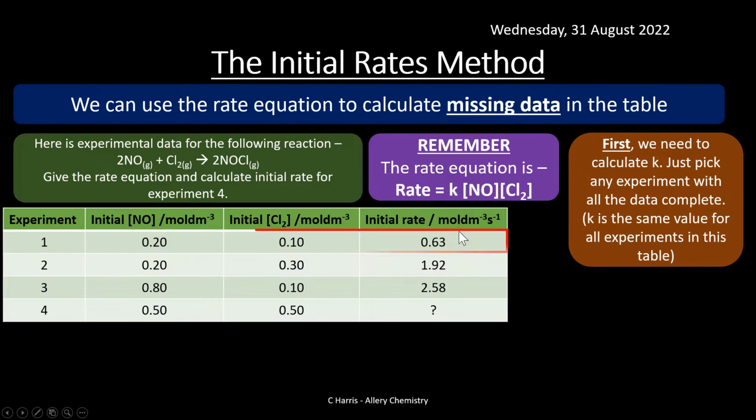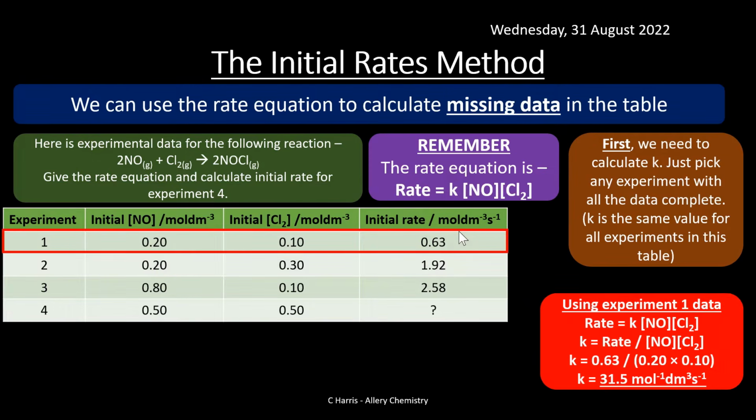So let's go for the top one, just because it's the top one. So we're going to use the data in experiment 1, and we're going to rearrange this equation to work out what k is first. So k equals rate divided by [NO][Cl2]. Put your numbers in, that's in the table, 0.2, 0.1, 0.63, and that gives us a value of k of 31.5 mol^-1 dm^3 s^-1.